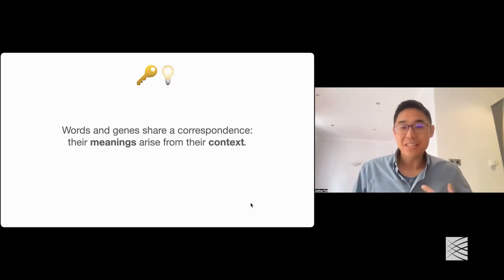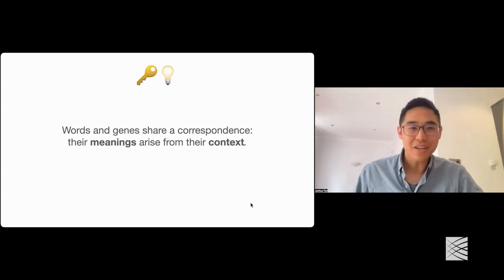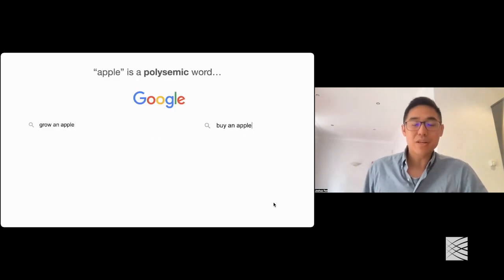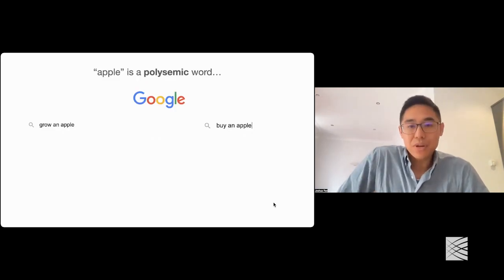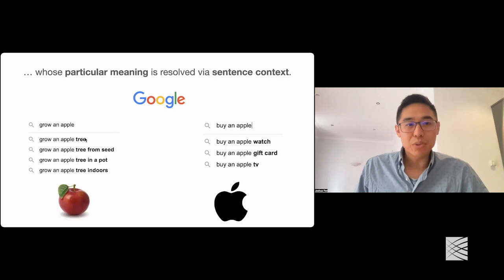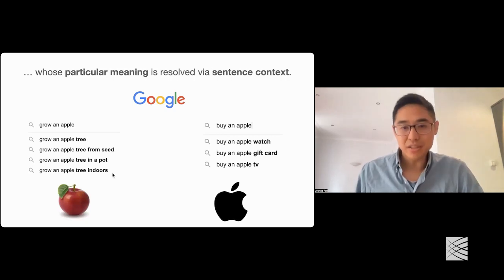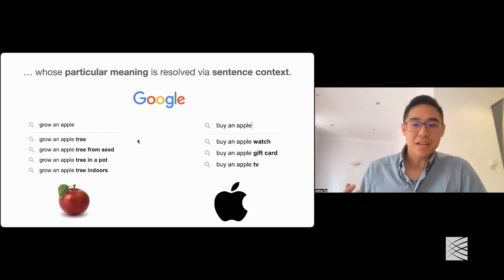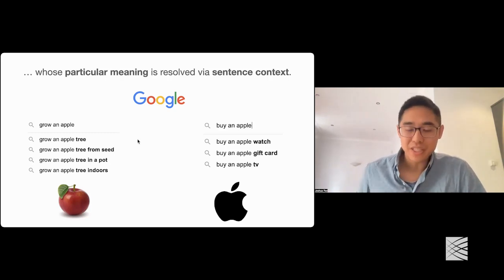So one of the ideas I want you to hold on to as you go through this talk is that words and genes share a correspondence, which is that their meanings arise from their context. To give an example of this for words, apple is what's known as a polysemic word. So Google understands this. If you're searching for apple in a particular context, it'll return results relevant to that particular context, depending on what the word apple is referring to. And so the sentence context resolves the particular meaning that a polysemic word can have.